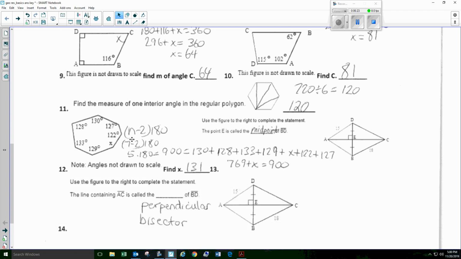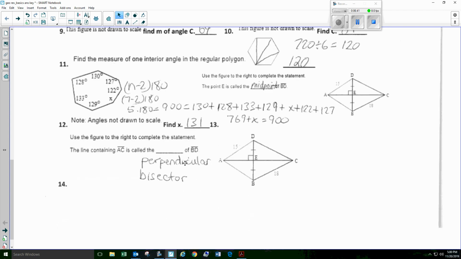Number 11: n minus 2 times 180, with 7 sides. 5 times 180 is 900. I add up all the angles, and of course, the one is x there. Add up all the given angles. It's 769 plus x is 900. Subtract across, and x is 131.